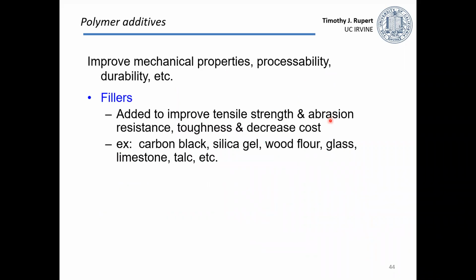So one cool thing about polymers is it's relatively easy to change their properties. And a simple way you can do this is by adding in other monomers to change the properties. So you can do things like add in fillers, which end up improving the strength and abrasion resistance or toughness of your polymer. And good examples of this are things like carbon black, silica gel, wood flour, glass, and limestone powders.